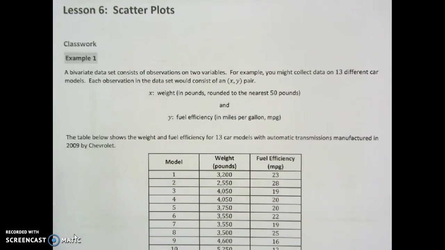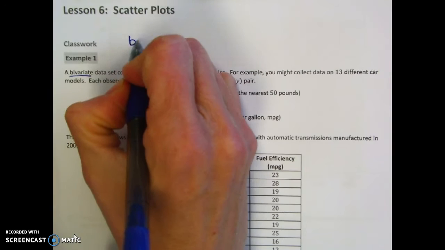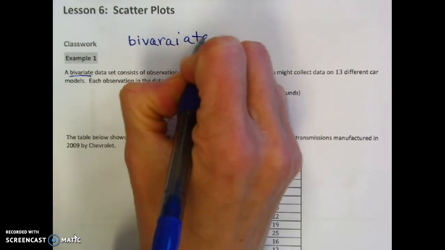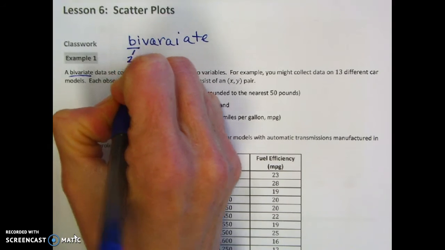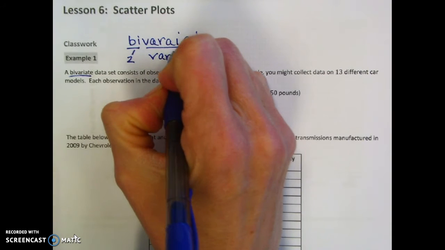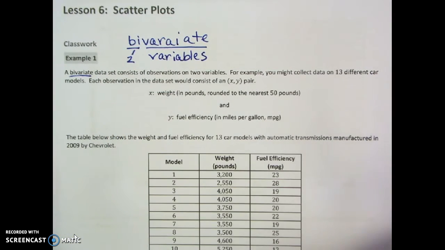First of all, let's define bivariate. So we see the word here, bivariate. Bi means two, and variate means variables. So it means we have two variables. So we're collecting two pieces of information about something.